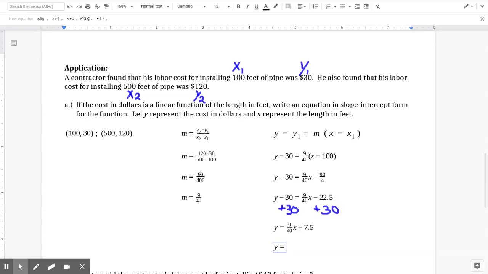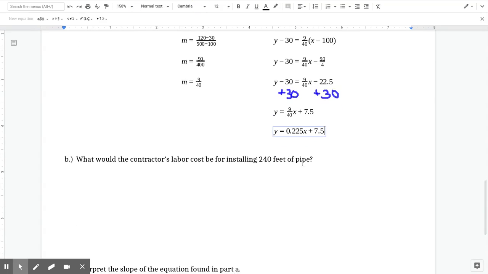So again, we are calculating monetary amounts using this equation. We're finding labor cost with our variable y. So we could write this equation as y equals 0.225x plus 7.5. So just one last reiteration. Decimals are okay if they're exact. If they're not exact, we should really be using the fractional value so that we aren't rounding anything until we're finished. But these decimals are nice, so let's keep them.